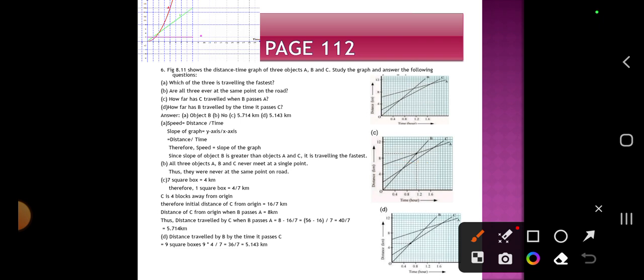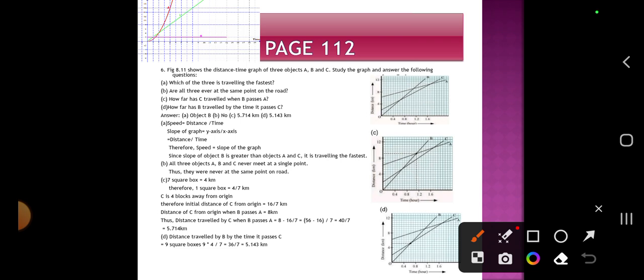Okay. Now, question D. How far has the B traveled by the time it passes C? So the distance traveled by B by the time it passes C. Here also the graph is given for you.